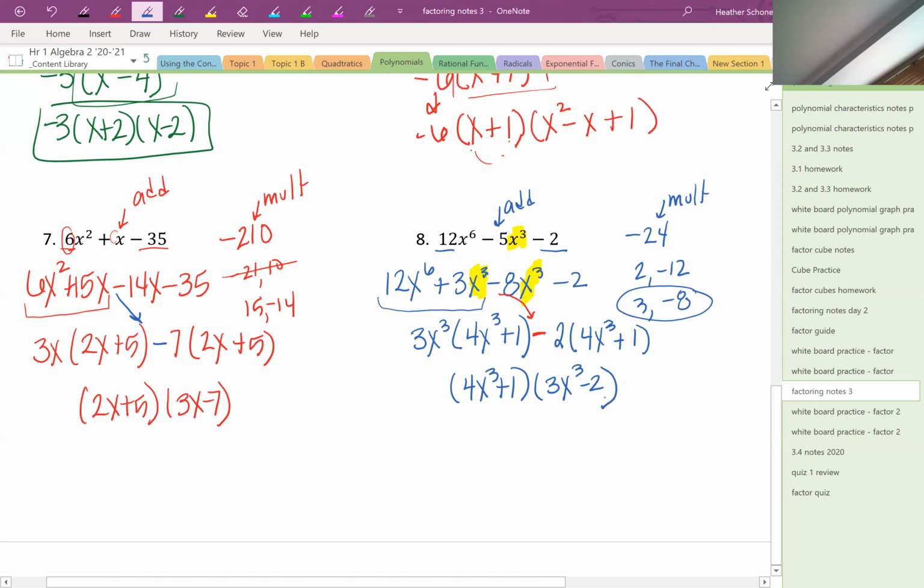Now I need to check. Do I even factor further? Well, the cubes, I'm looking at cube roots, but I can't take the cube root of 4, 1, 3. Well, 1's okay, but I can't take the cube root of 4, 3, or 2. So nothing factors further. So that's my final answer.